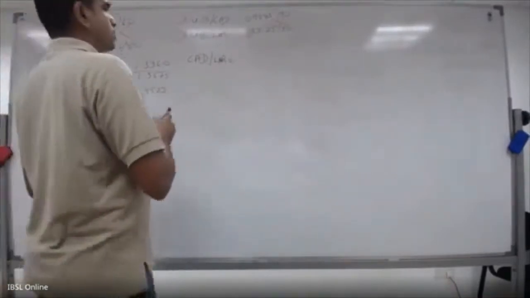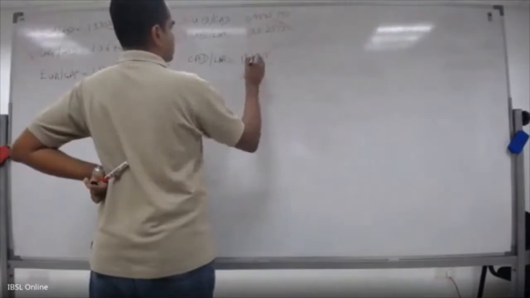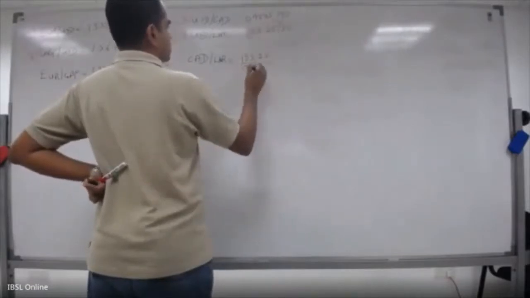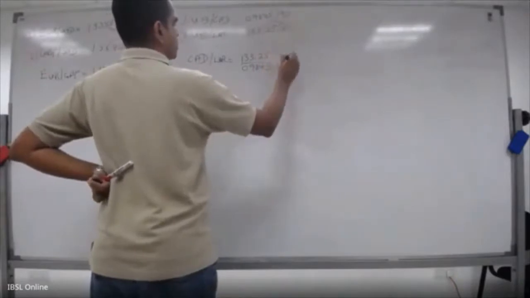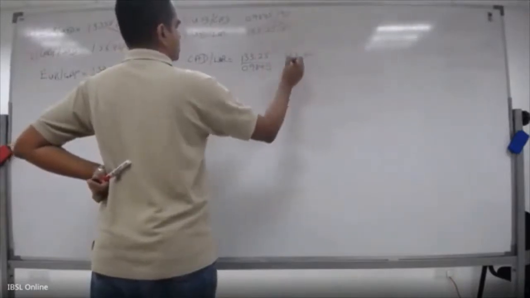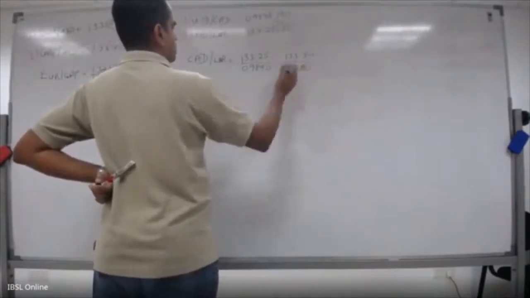So it will be 133.25 divided by 0.9890, and here it will be 133.30 divided by 0.9885.